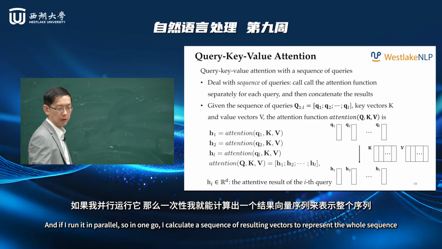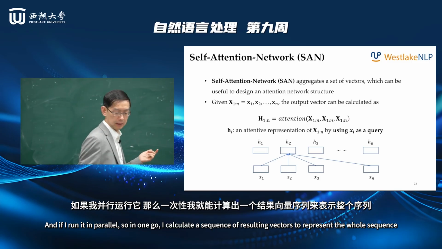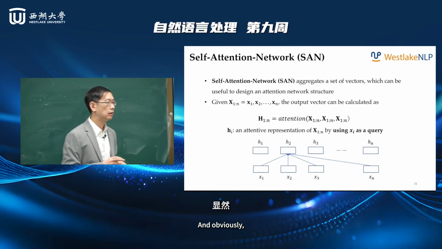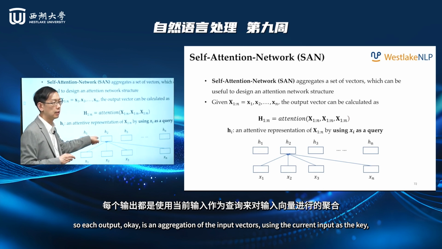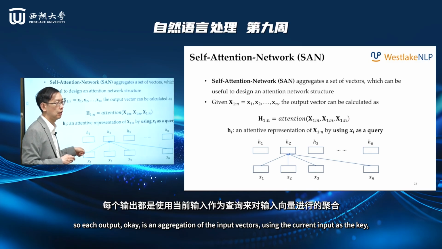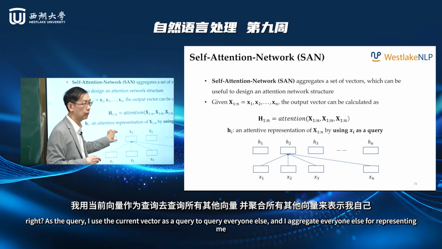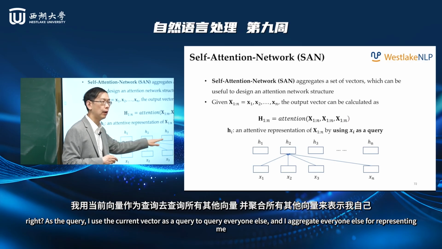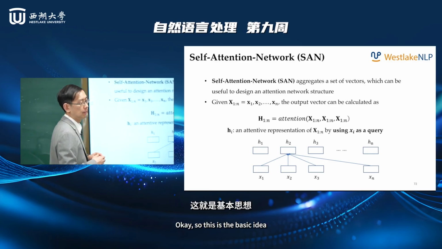And if I run it in parallel, in one go, I calculate a sequence of resulting vectors to represent the whole sequence. Each output is an aggregation of the input vectors using the current input as the query. I use the current vector as a query to query everyone else, and I aggregate everyone else for representing me. So this is the basic idea.